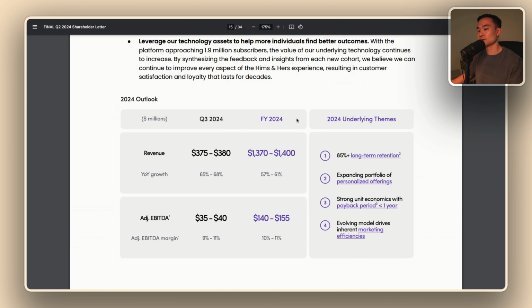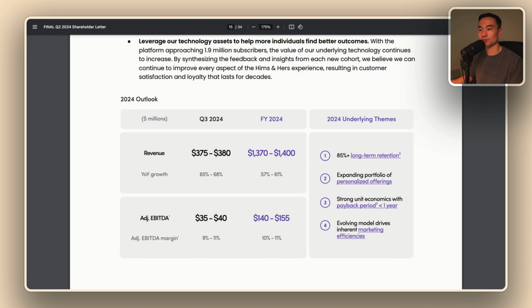And this is probably why management raised their guidance by more than $100 million for the full year of 2024, which also happens to destroy analyst estimates. And as you can see, the company now expects revenue of $380 million in Q3 and $1.4 billion in 2024, which is up 68% year over year and 61% year over year respectively.